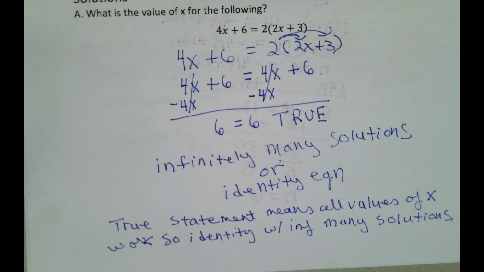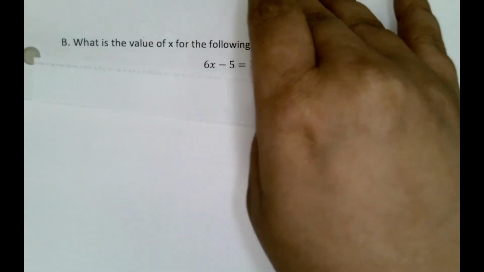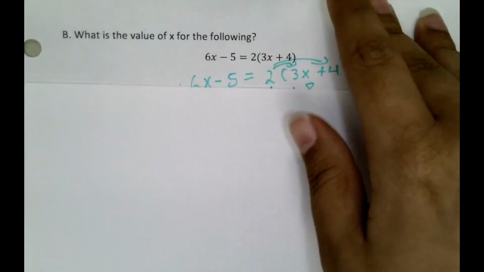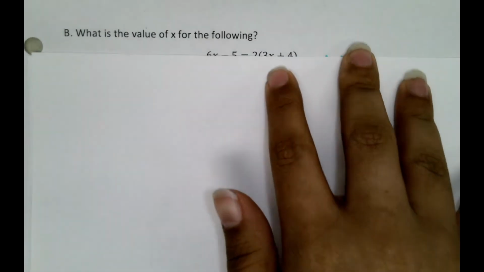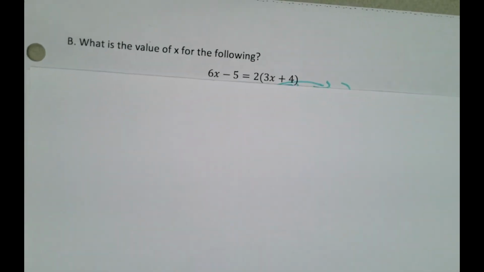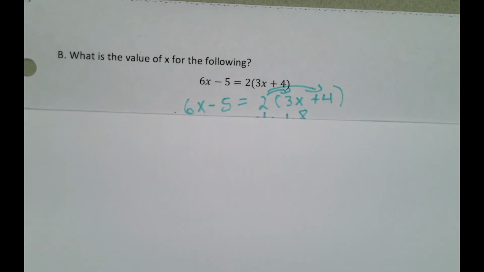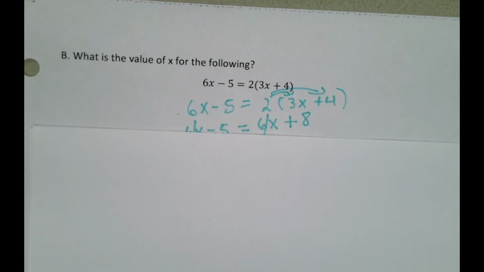Okay, are we ready to talk about the next one? I'm sorry if this is hurting your eyes. The next one, just like the last one, is just a normal equation. So we go ahead and we distribute. We get our 6x plus 8 and our 6x minus 5 on one side.